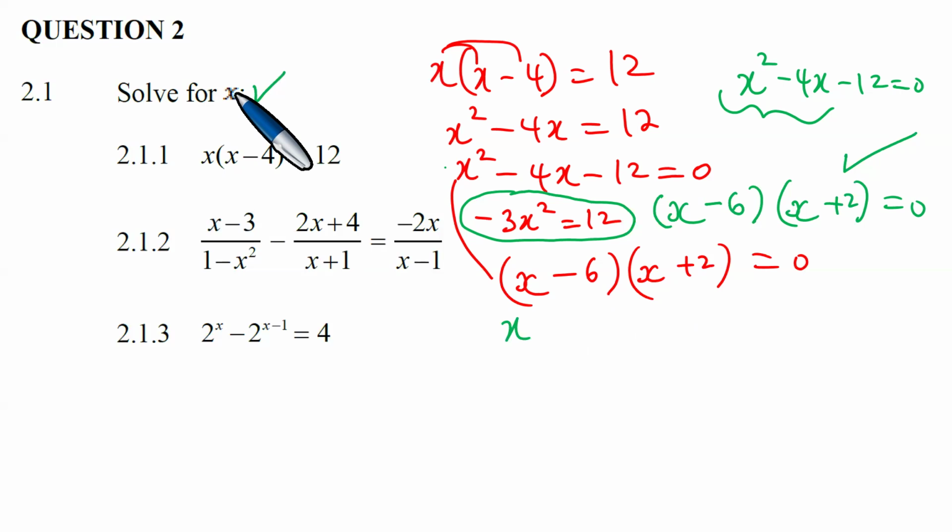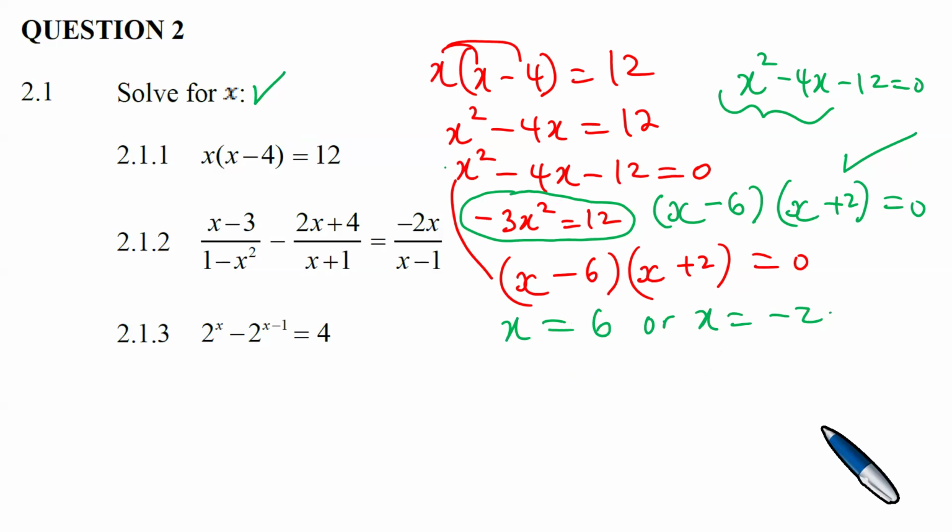Because we must get the values of x. So what are the values of x? x equals positive 6 or x equals negative 2. Well done. X equals positive 6 or x equals negative 2.